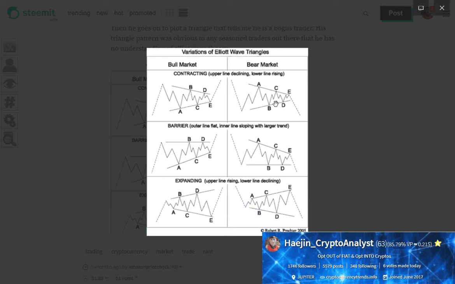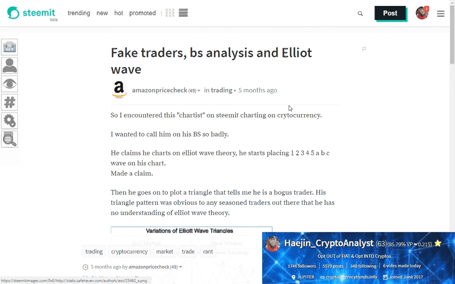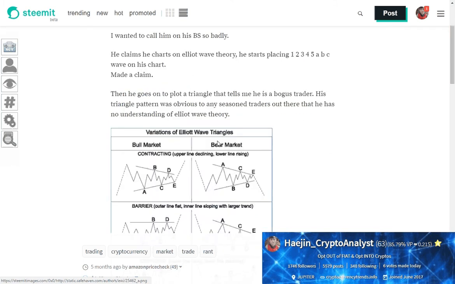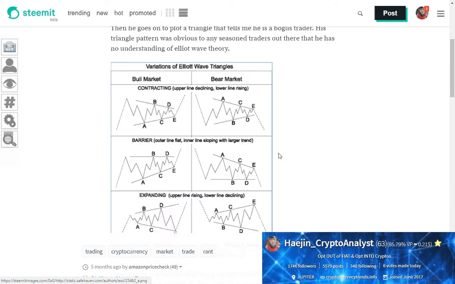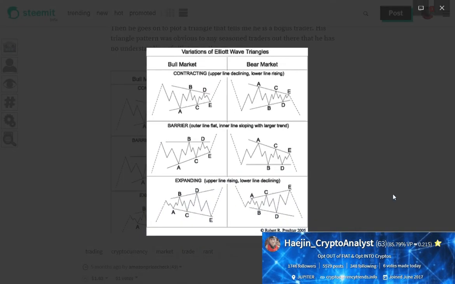So here you can see I'm borrowing this from somebody. Let me give the credit where the credit is due. Someone wrote an article, Amazon price check for fake traders, BS analysis and Elliott waves. I haven't read the book. I just wanted to borrow this chart, which comes out of the book that you should have already. I also got the Kindle version not too long ago, but I found it better on a search.